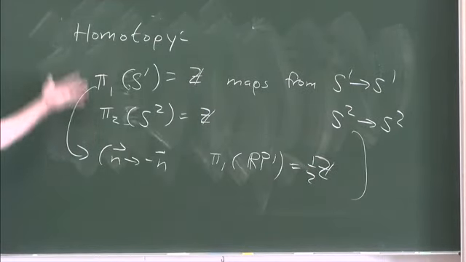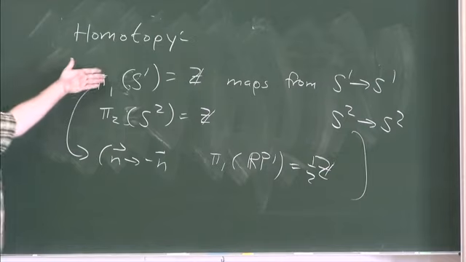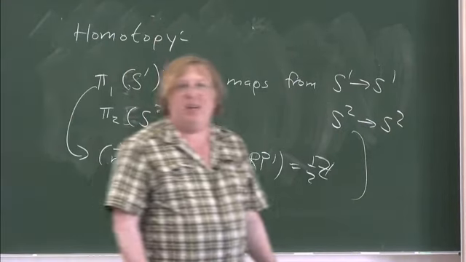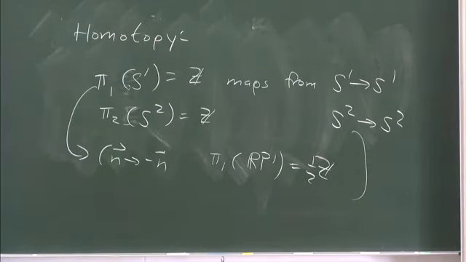What are these homotopies? What does homotopy mean? This is the space of maps up to all possible smooth deformations. Two maps that are smoothly deformable from one to the other are called homotopic.